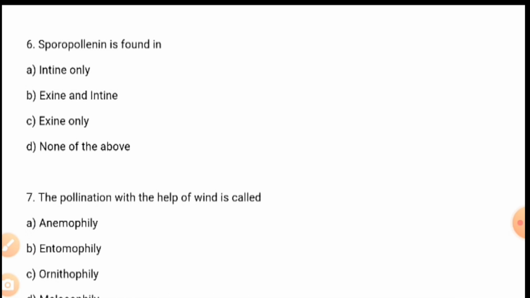Question number 6. Sporopollenin is found in. It is a component of pollen grain wall. So it is found in option A, intine only, option B, exine and intine, option C, exine only, option D, none of the above. We know that exine is made up of sporopollenin, so option is C.